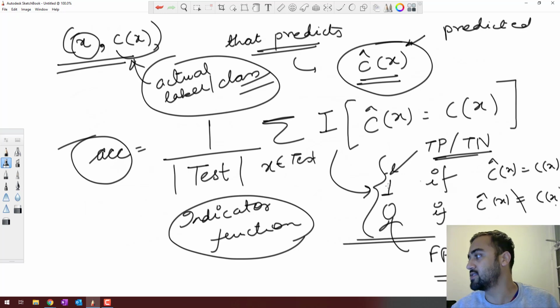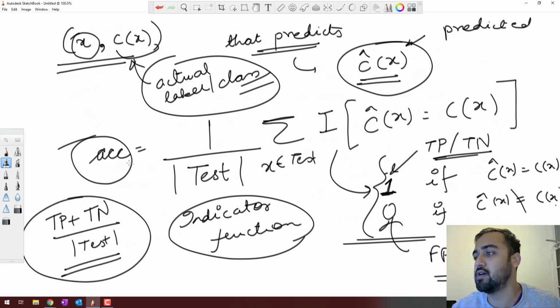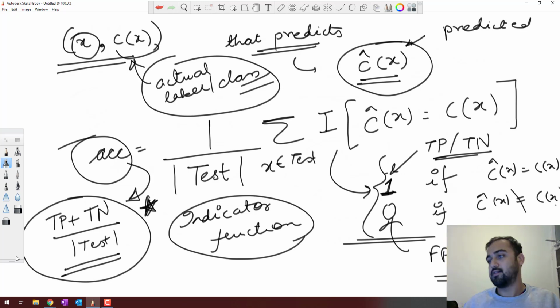So if it's 1 for all true positives and true negatives, then the only time 1 will be added is if C hat of X is equal to C of X. That brings us to the total number of correctly classified samples upon the total number of samples. That gives you your accuracy.